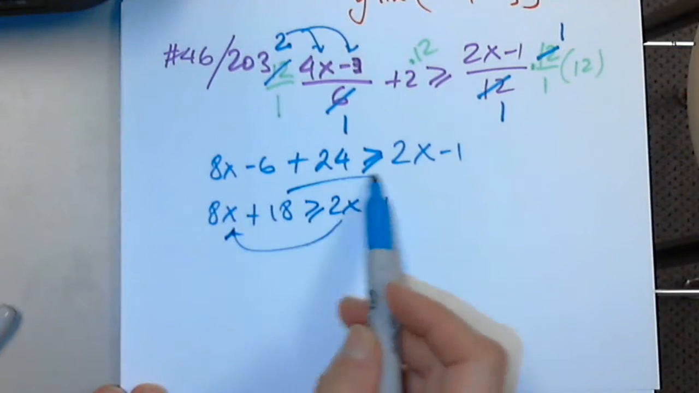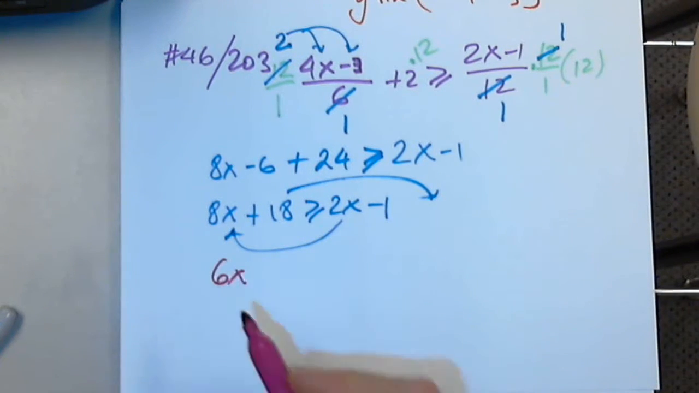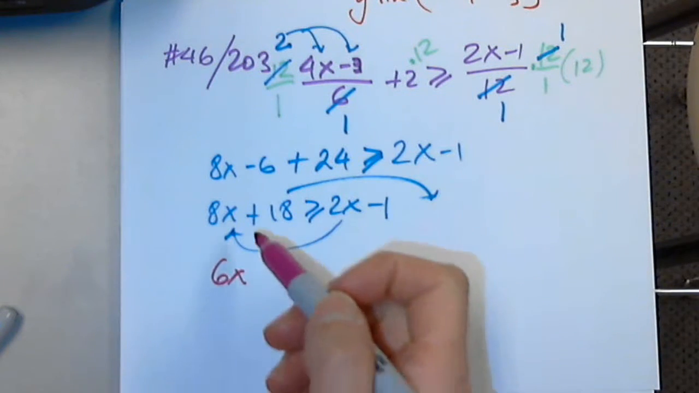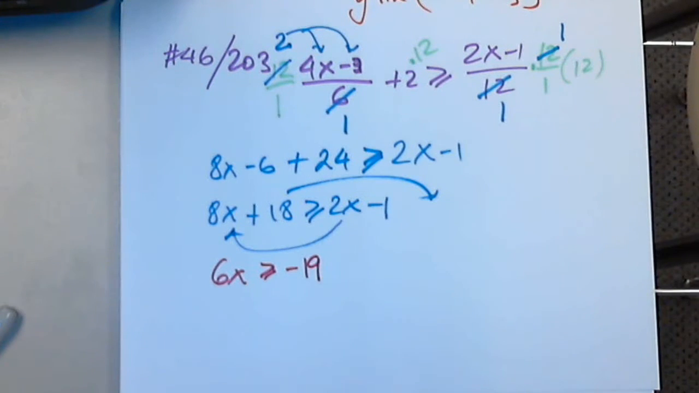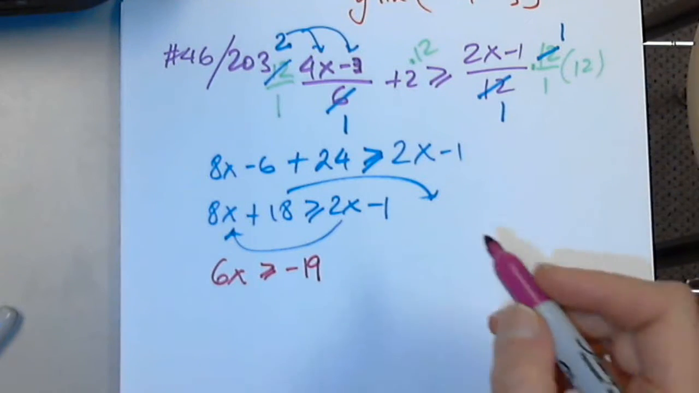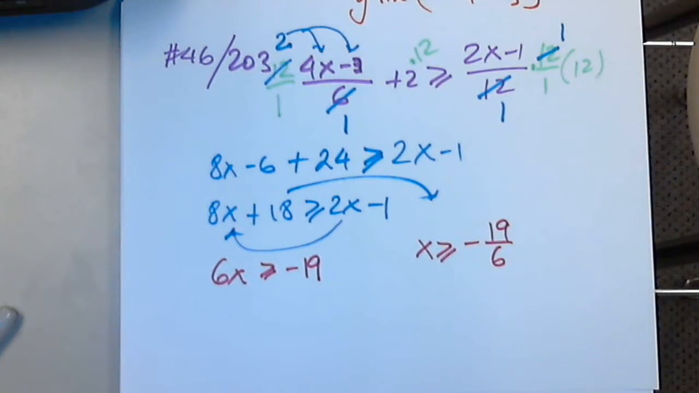I will bring 2x, I will bring 18 to the other side. When I bring 2x to the left, what do I get? 6x. Do you all agree with 6x? Okay. Stop me if you fall behind. Stop me if you have questions, please. And then 18 goes to the other side, so this is negative 19. Final step. Divide by 6. That's it. So x is greater than or equal to negative 19 divided by 6.